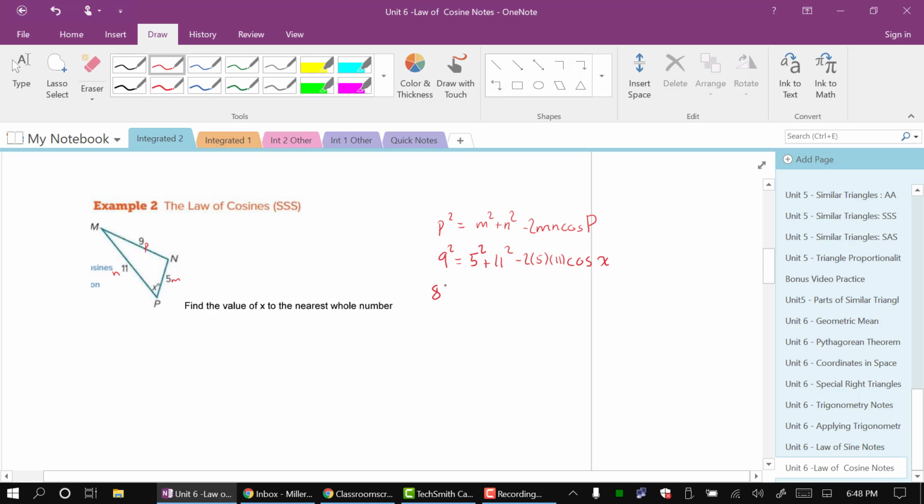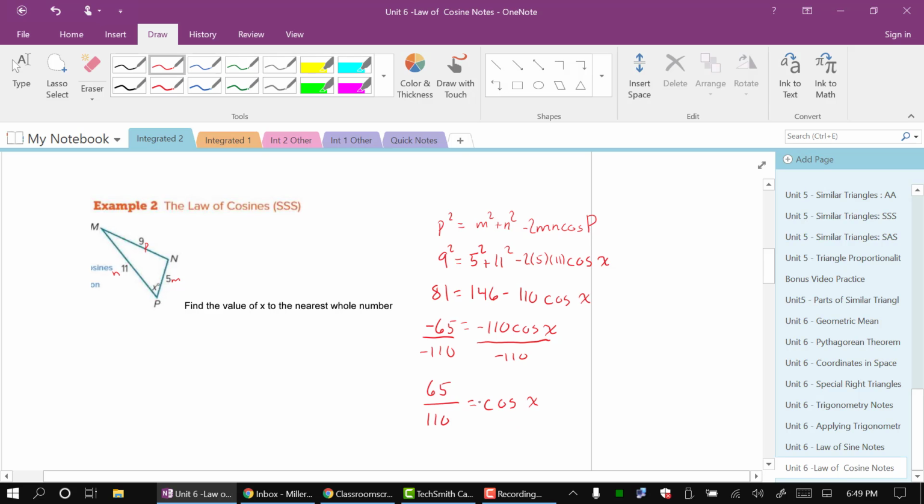This gives me 81 equals 146 minus 110 cosine x. We need to start getting this by itself, so I'm going to subtract 146 from both sides. It gives me negative 65 equals negative 110 cosine x. Divide by 110. Double negatives turn into a positive, so this gives me 65 over 110 equals cosine x.